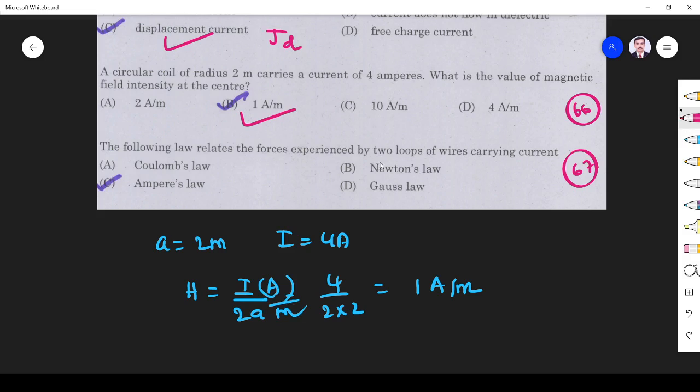The following law relates the forces experienced by two loops of wire carrying current. Newton's law, never. Gauss law is talking about electric field, not about current. So it is not the right answer. Coulomb's law is force between two charges. Ampere's circuit law relates forces experienced by two loops of wire carrying current. Okay.